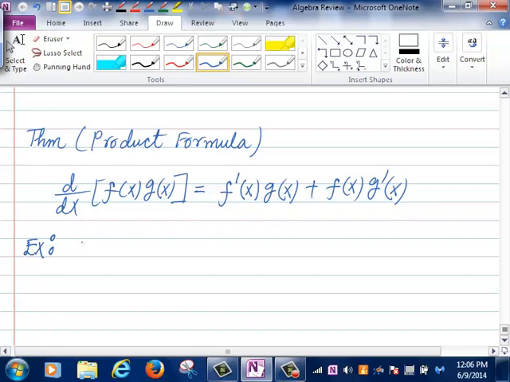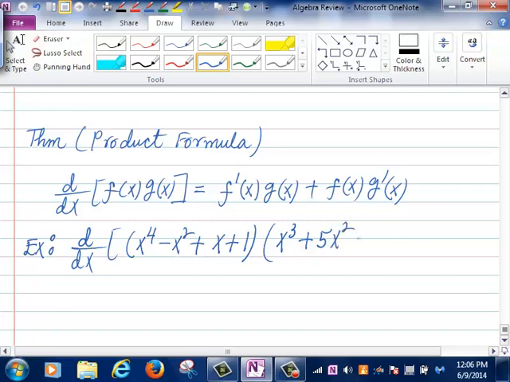Let's say I have to find the derivative of the product, which is given by x to the 4 minus x squared plus x plus 1, and then I have another factor which is x cubed plus 5x squared plus 10. So let's say I have to find the derivative of this product, right?